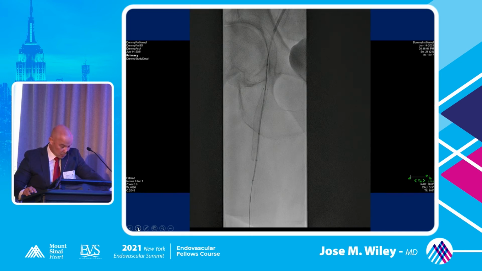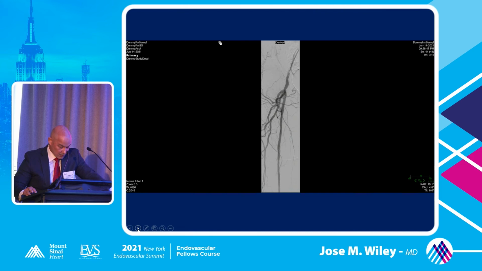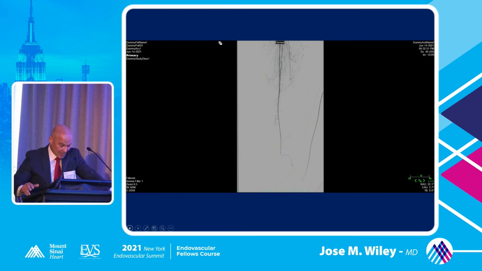Here she was able to advance her wire, cross the occlusion within the stent. She snared the wire, externalized it, and then she did a balloon inflation throughout the entire SFA with excellent results. Now, how do we get the sheath out? It's going to bleed. Now you have a complete revascularization. You have brisk flow into that single vessel.